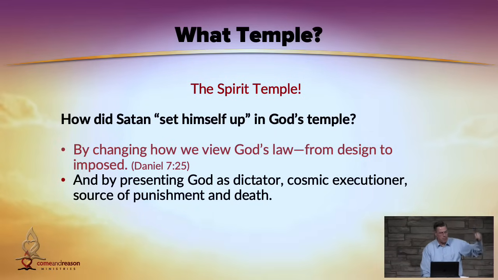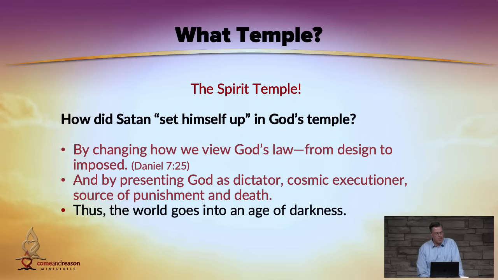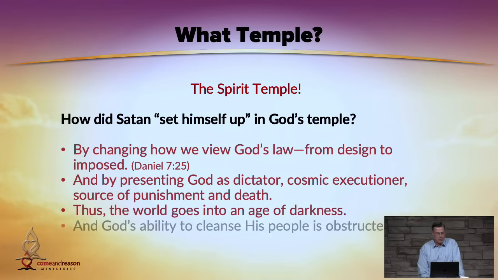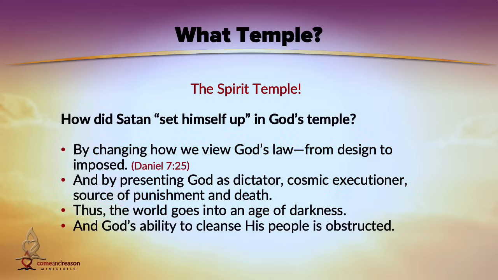So he sets himself up in God's temple, getting us to worship a Roman dictator form of God who makes up rules and uses power to kill, and by presenting God as this dictator, cosmic executioner, source of death. Thus, the world goes into an age of darkness, and God's ability to cleanse his people has been obstructed. So the 2,300-year prophecy is the vision that God gave to his friend Daniel.